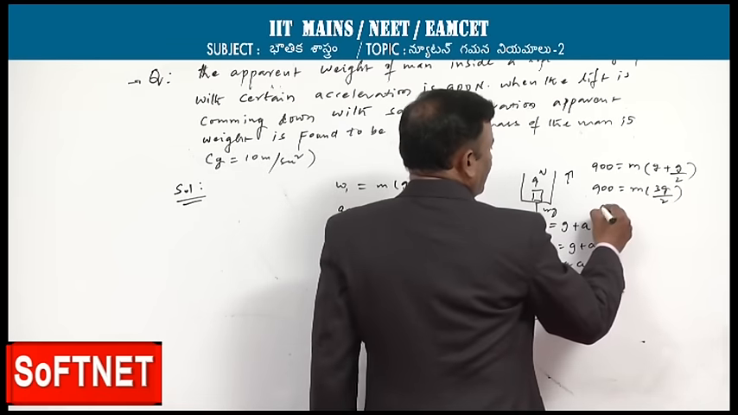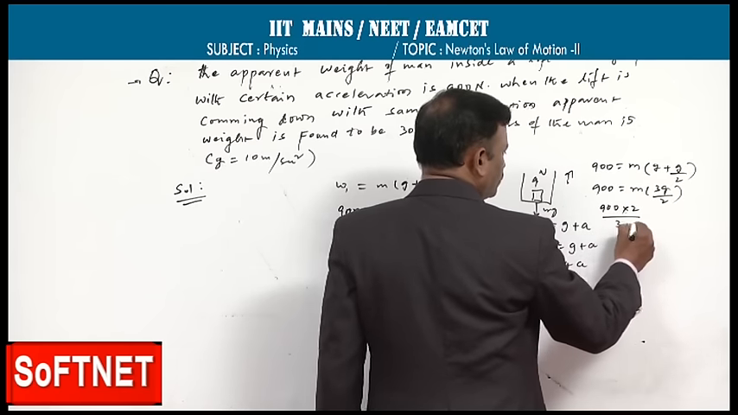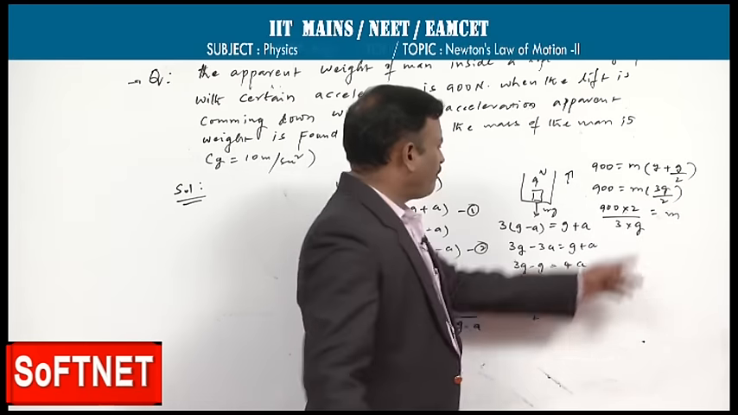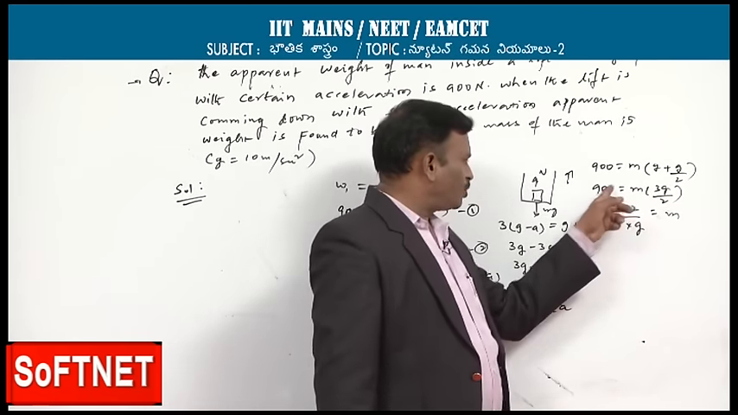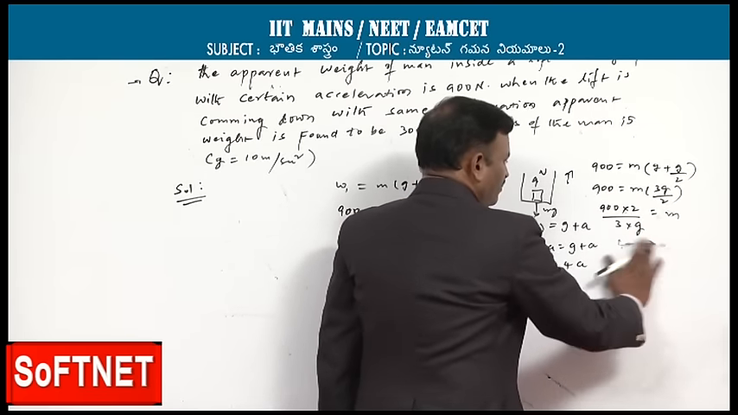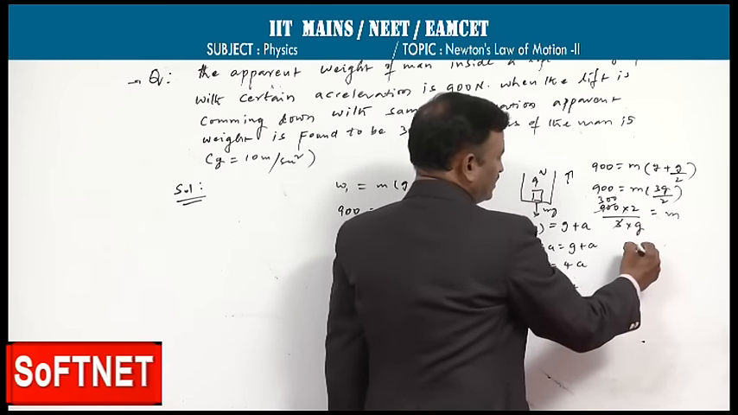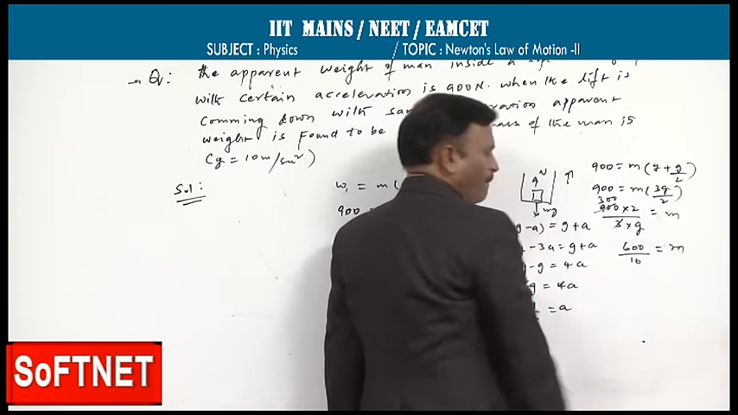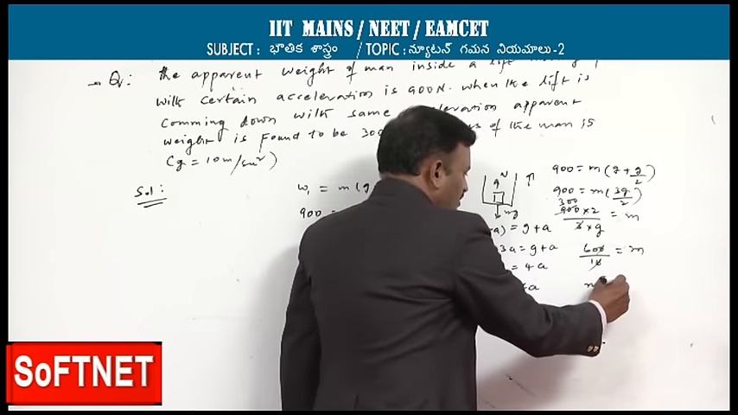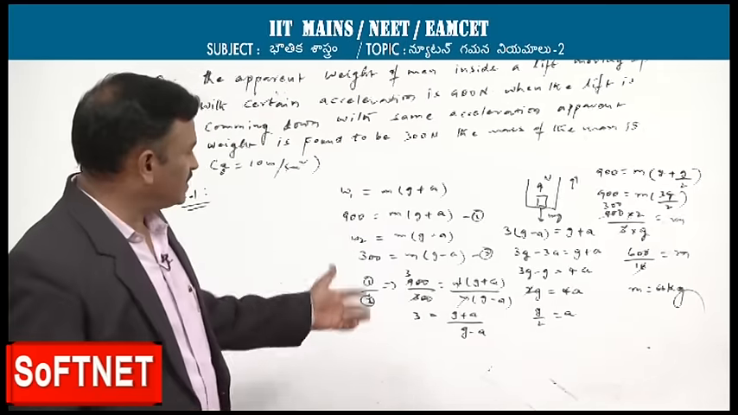Here 900 is equal to 2 by 3 into g into m. Just m we are placing here, 3g I am sending, and 2 here, 2 into 900. Next, 900 into 2; here we can cancel the 3s, 300 into 600 by g is 10, equal to m. Then the 10s get cancelled, m is equal to 60 kg. So the weight of the person is 60 kg.